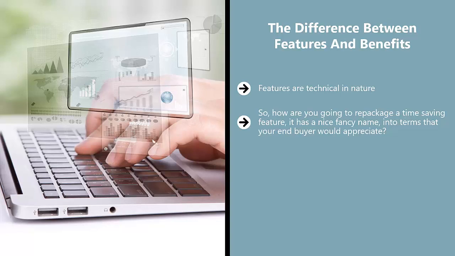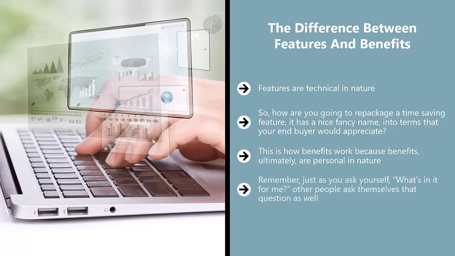So, you talk about spending more time with their children. You talk about them being able to do more with less money and living life to the fullest. This is how benefits work because benefits, ultimately, are personal in nature. Remember, most American consumers couldn't care less about the features or the jargon that are on your sales pages. They care about what's important to them. Remember, just as you ask yourself, what's in it for me? Other people ask themselves that question as well. It is all personal.